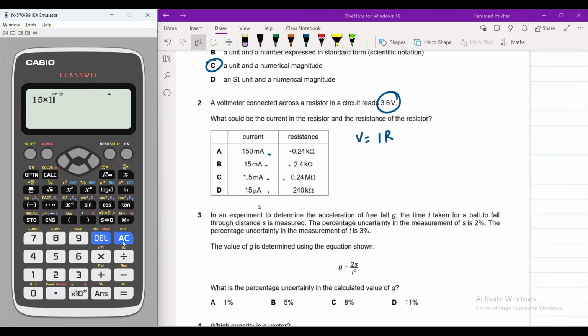15 times 10 raised to power minus 6 times 240,000. And that's what is giving us 3.6. So just simply plugging in the values.